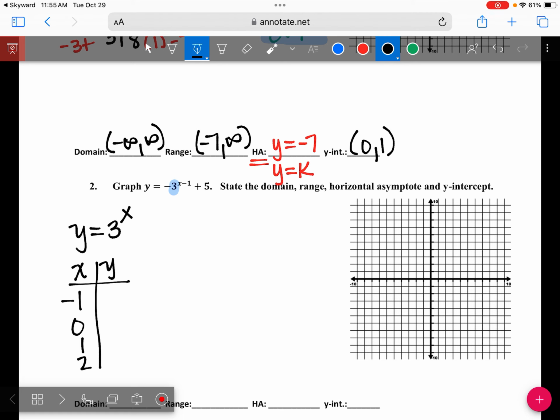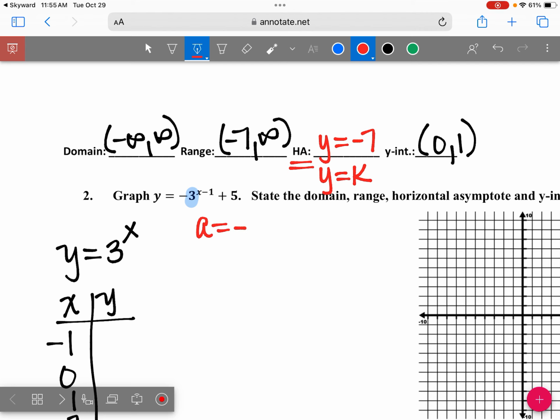Yes? Why is it 3 and not -3? Good question. The base cannot be negative. So that negative in front, maybe this is something you want to write down. You cannot have a negative base. Exponential has to be positive. So that negative you see is your a value.